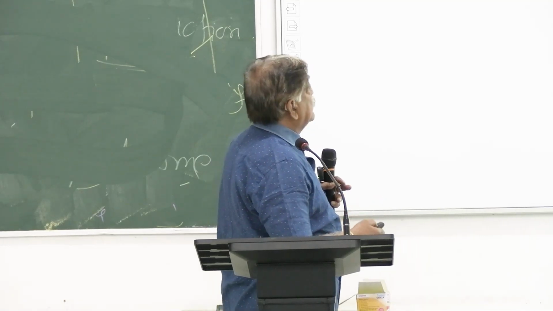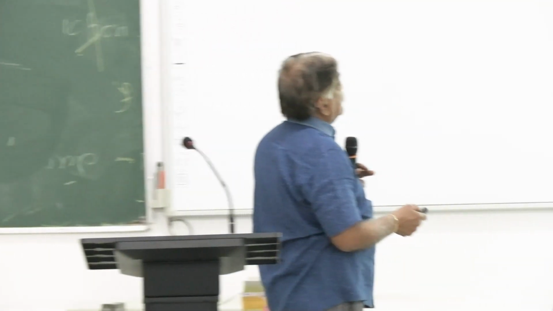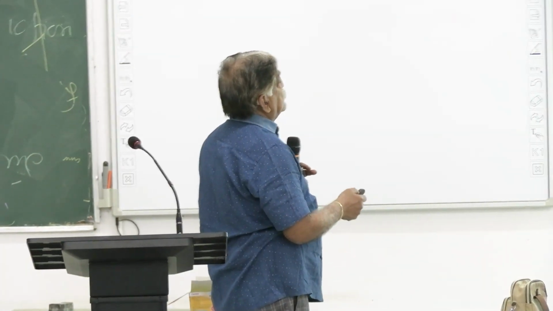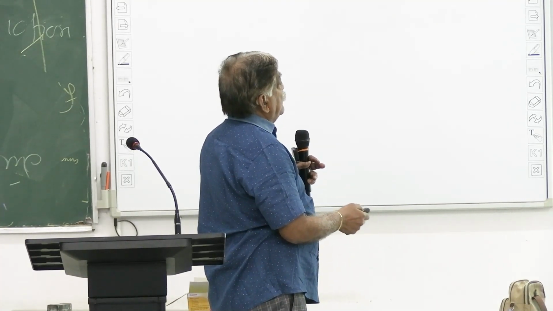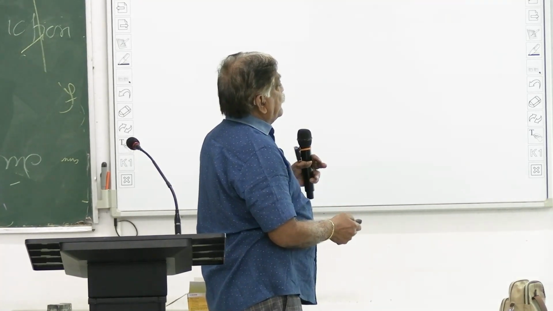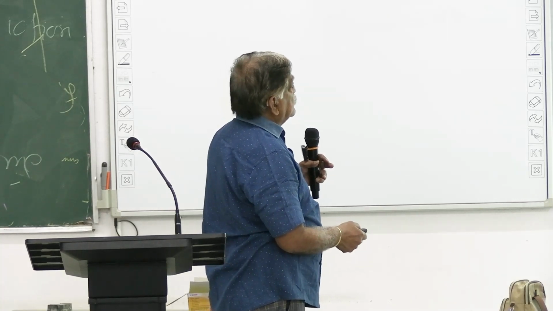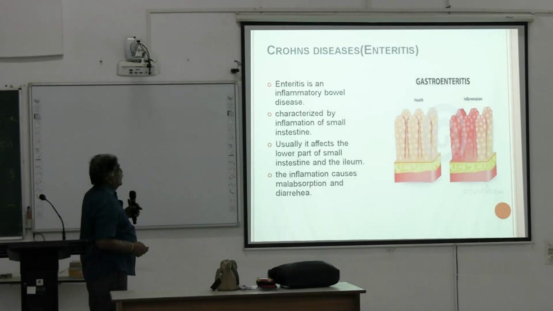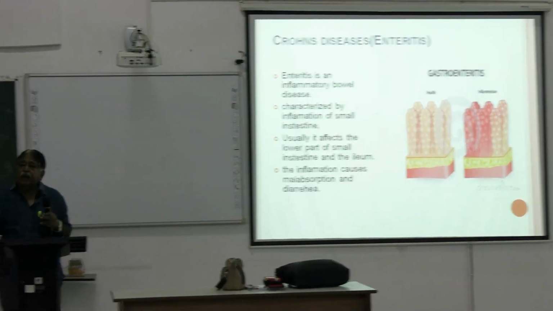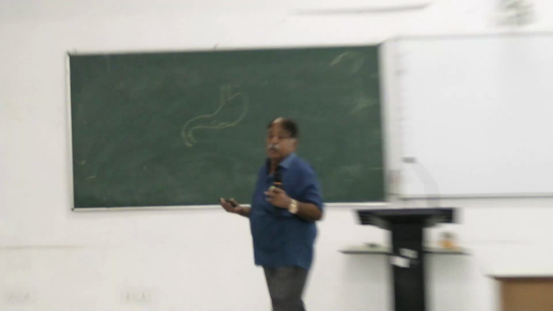Next. Now you see Crohn's disease. Crohn's disease is enteritis. Enteritis is an inflammatory bowel disease characterized by inflammation of the small intestine. Usually it affects the lower part of the small intestine, the ileum. The inflammation causes malabsorption and diarrhea.